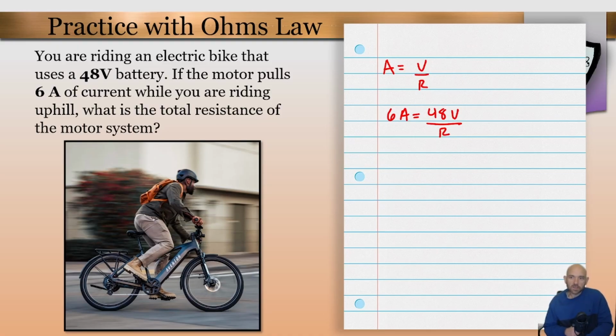If we paid attention in algebra, we learned that when the unknown is in the denominator, we can switch what is on the other side of the equal sign with the denominator, and that will give us the answer. So in this case, R is equal to 48 volts divided by 6 amps. And 48 divided by 6 is, of course, 8. So the resistance of our bicycle is 8 ohms.